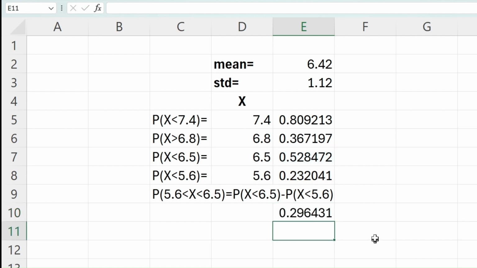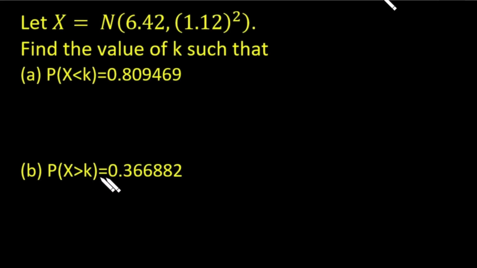So with this we have completed the question number 2, in which the first answer is this one. In the second case the answer is this. In the third case we are getting the answer as 0.296. Let's answer the next question.